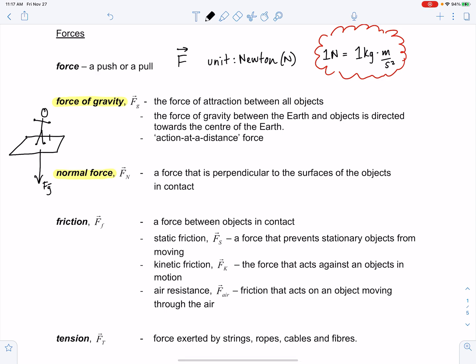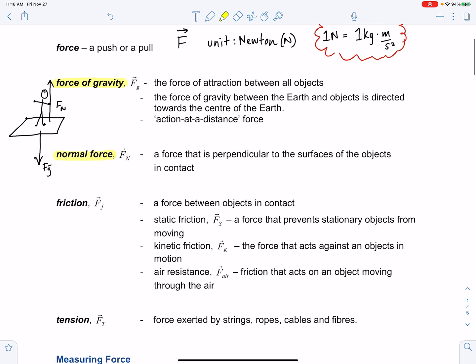And this force that the floor or the surface exerts up onto us is called the normal force. And if it weren't there, we'd fall through the floor. Imagine the floor was replaced with a thin sheet of tissue paper. You would know that you would fall straight through that sheet of tissue paper. But the reason we don't is because whenever we press down, the floor presses up onto us. So the normal force is defined as a force that is perpendicular to the surface of the objects in contact.